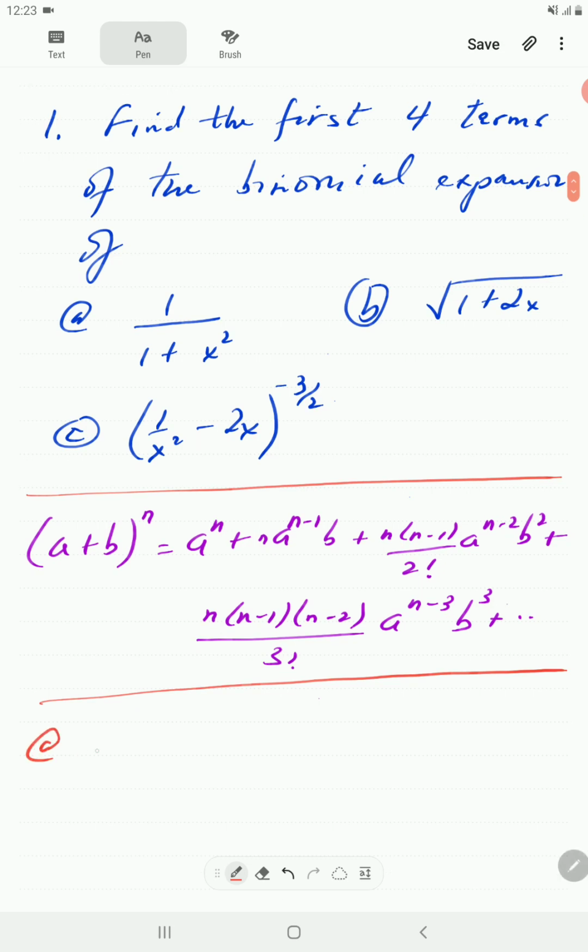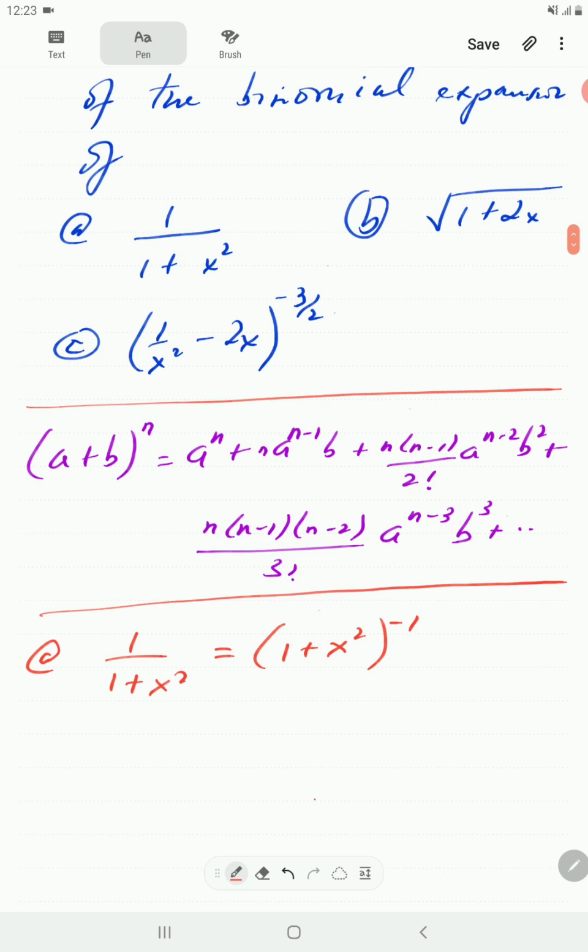So in A, I've got 1 over 1 plus x squared. So first thing what I'm going to do is we're going to write this as a power. So 1 plus x squared, and the power is going to be negative 1. So that means in this case, our n is negative 1, our a is 1, our b is x squared.